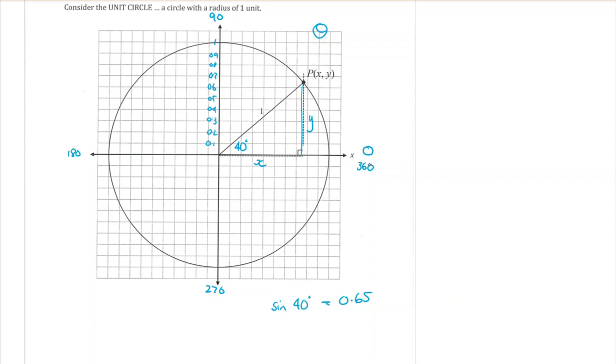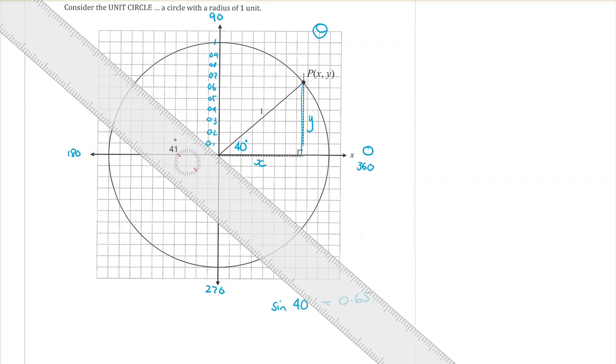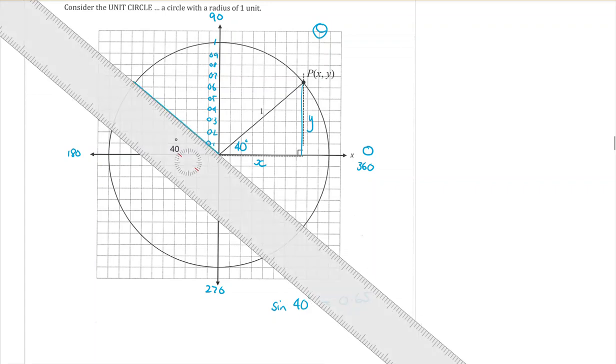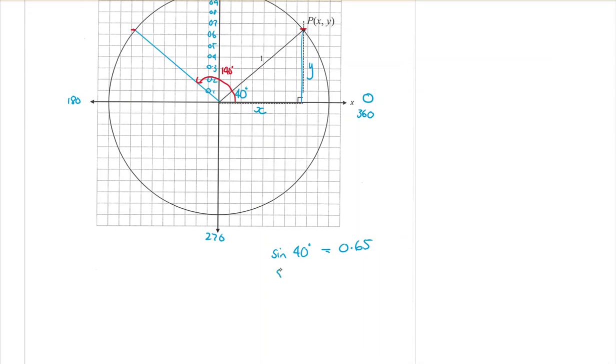One of the really cool things that they discovered was if they grabbed their protractor out and drew a line that was 140 degrees, again, I'm not getting the protractor out, but there you go, that one there, from the 0 all the way around to there, if that angle is 140 degrees, it has the same height as that one in the first quadrant. So sine of 140 degrees is also equal to 0.65, or 0.64 if we were using our calculator.